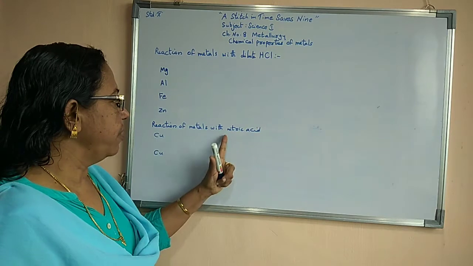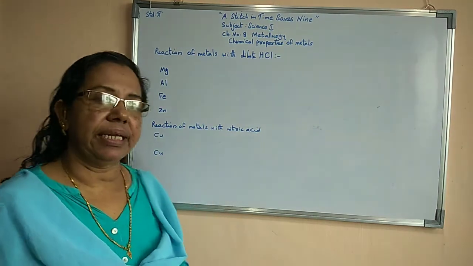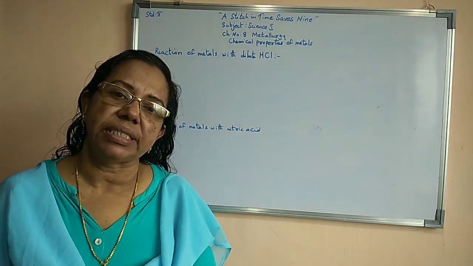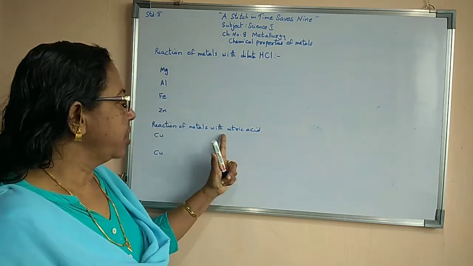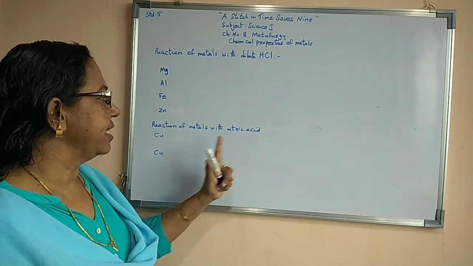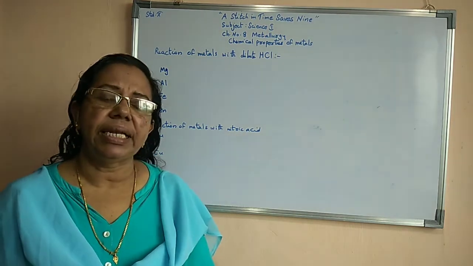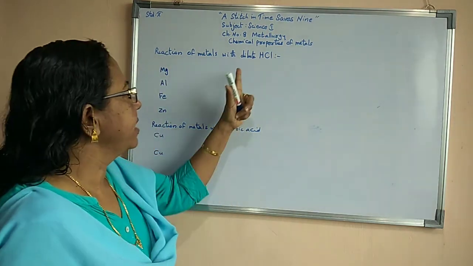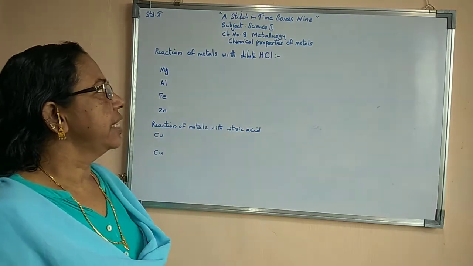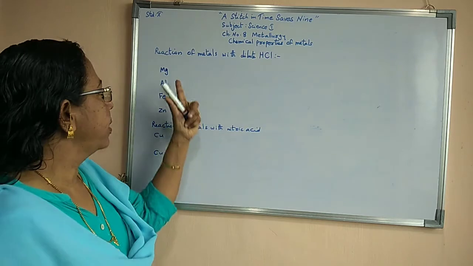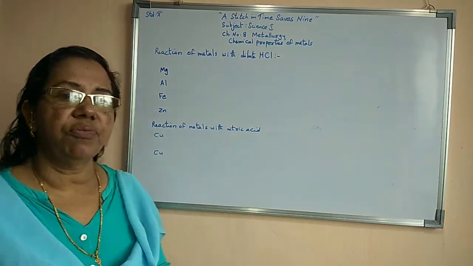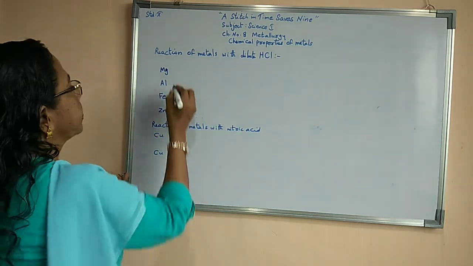Now when dilute hydrochloric acid reacts with these metals, hydrogen gas formation will take place. At the same time, when nitric acid reacts with the metals, hydrogen gas formation won't take place. In case of the reaction of nitric acid, we are using only one metal, that is copper. But for the reaction of dilute hydrochloric acid, we are doing the reaction with 4 metals. Let us see now.